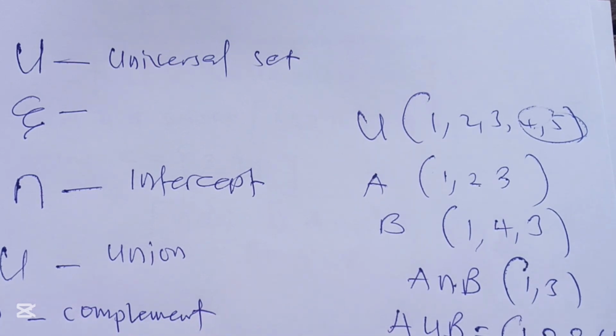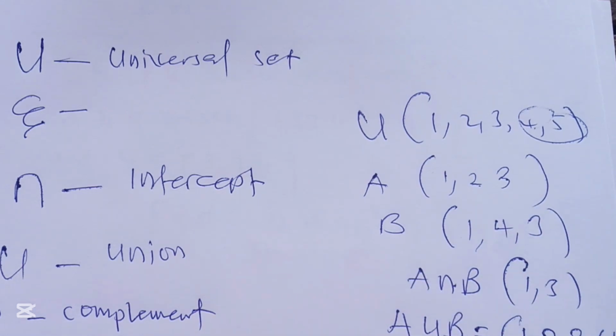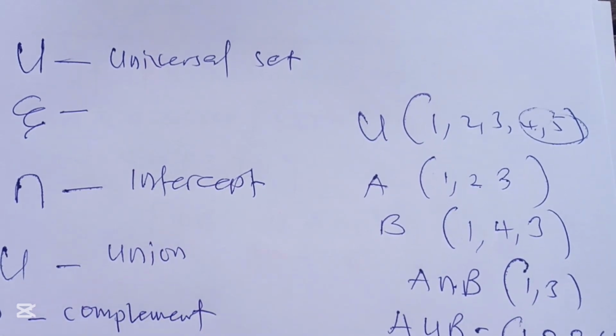Similarly, if you want to find B complement, same thing: what is in the universal set that is not in the B set. Hope this one is clear. The next symbol, you will see something like this. This means empty set. We call it the empty set.